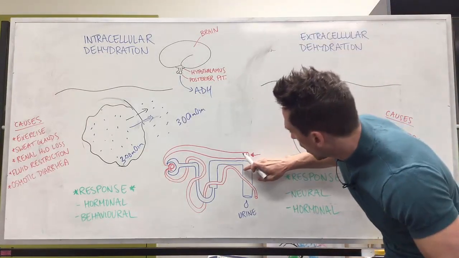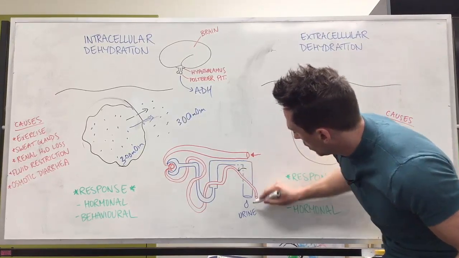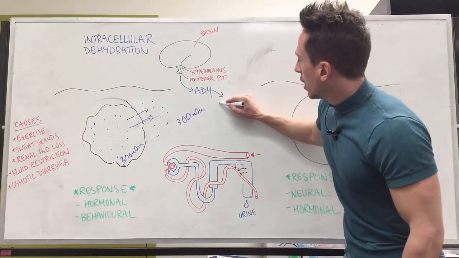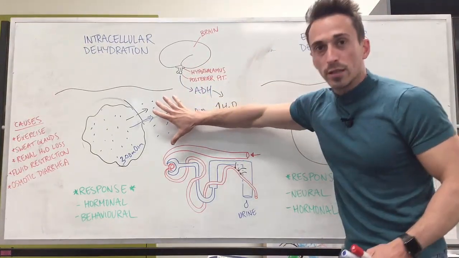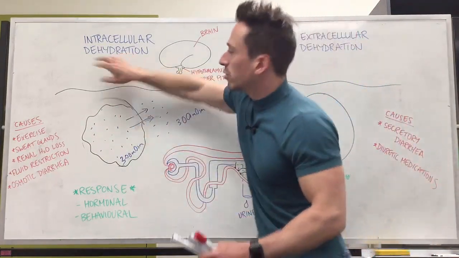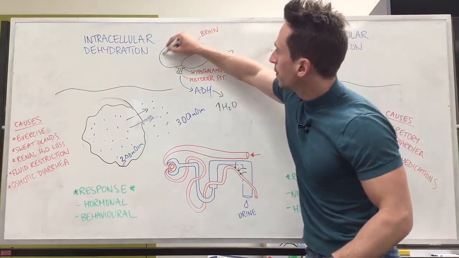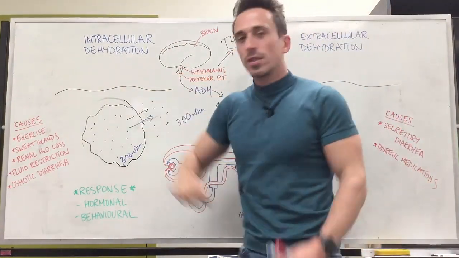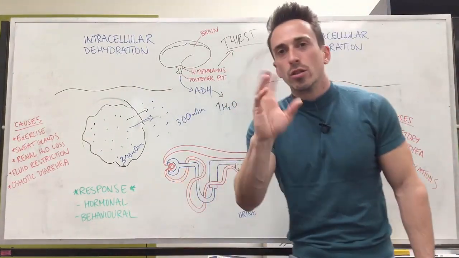What ADH does is it puts little holes in these tubules to tell the water that was going to turn into pee to be thrown back into the blood. ADH increases water reabsorption. And when that happens, we replenish the volume of water outside, pushes that water back inside. All right? So this is what happens in intracellular dehydration. At the same time, the hypothalamus will send signals to the cortex of your brain and tell you that you're thirsty and to drink. That means the response to intracellular dehydration will be a hormonal response, ADH, and a behavioral response to drink.